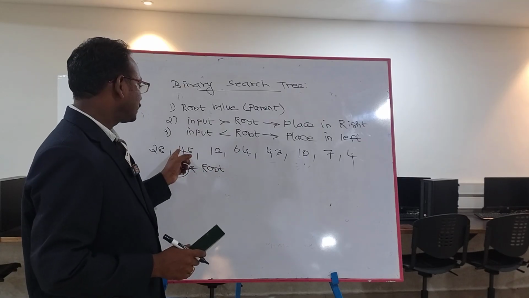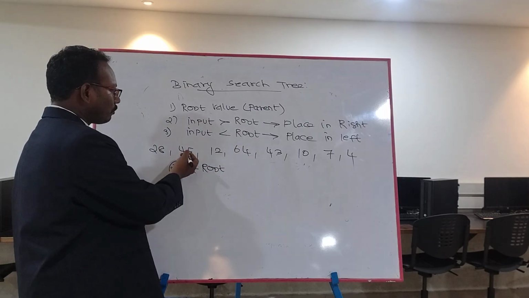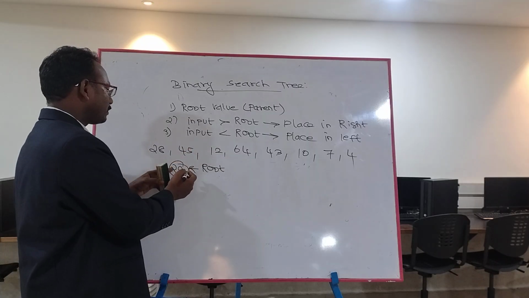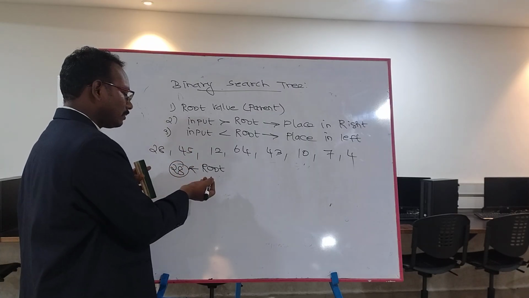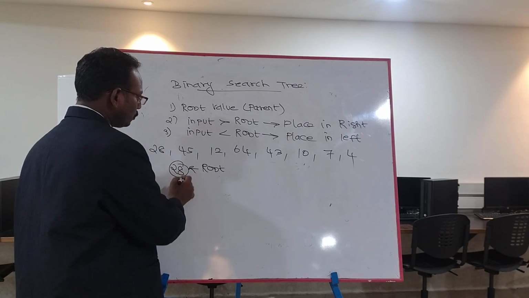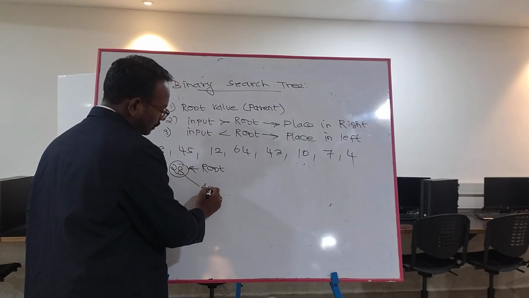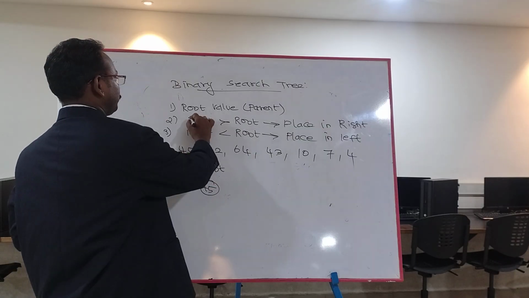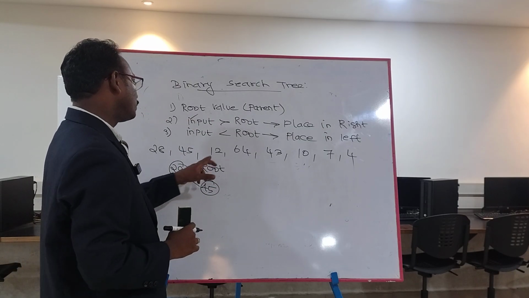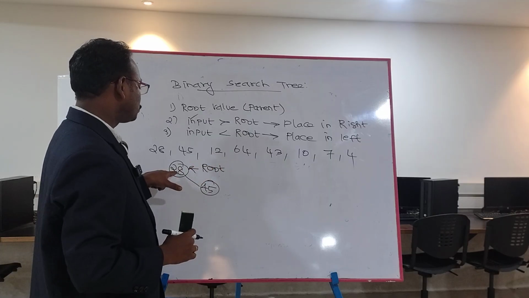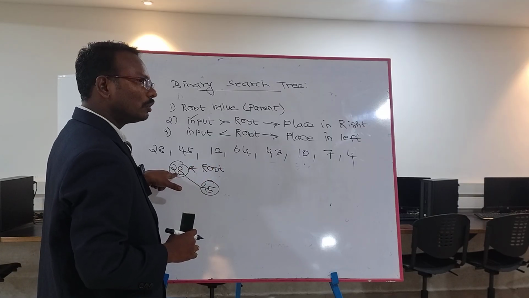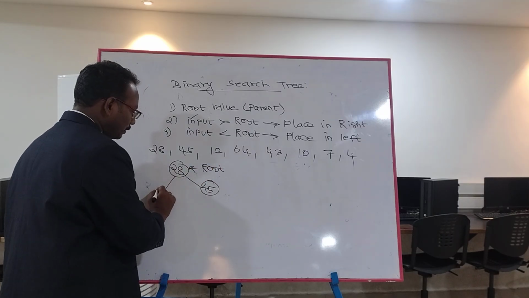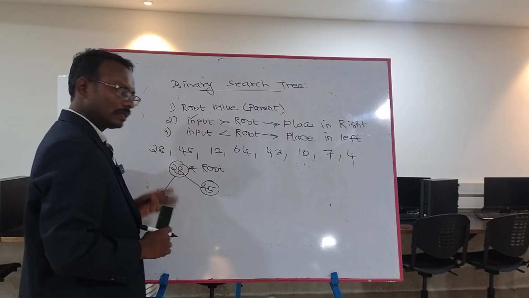Okay. And the next element is 45. So 45 will be inserted. It should be compared with the root node. So 45 is greater than the root node, so it should be automatically placed in the right hand side based on the condition. And third one is 12. It should be compared with the root node. So it is less than, so it is automatically placed in the left side.